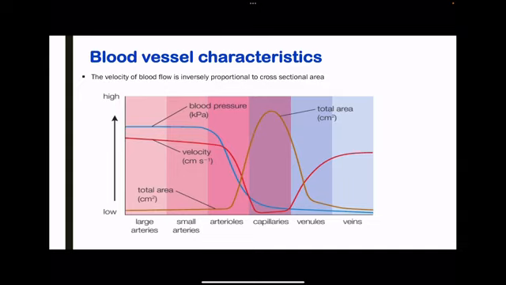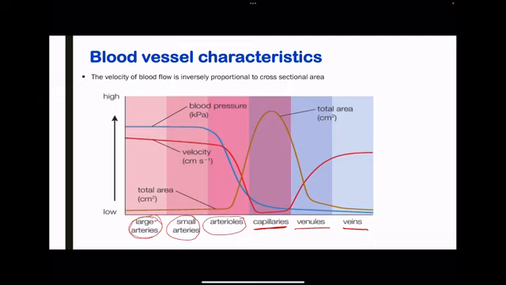Looking at blood vessel characteristics, here we're going to look at the larger arteries, as blood comes from the heart. Then we look at the smaller arteries. Then we go to the arterioles. These are the smallest as you come closer to capillaries. So capillaries, venules, and then the veins. We're going to study three factors: total area, velocity, as well as blood pressure.